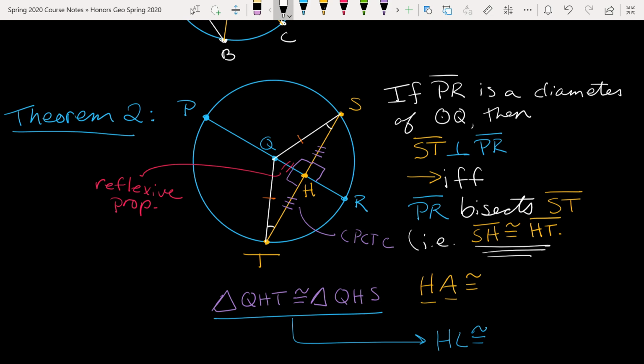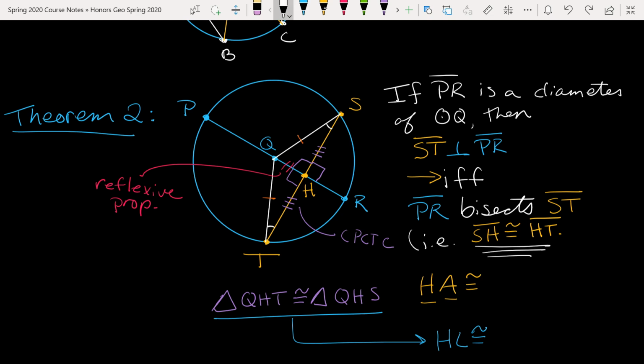Proving this in the other direction, beginning with the idea that chord ST is bisected by the diameter PR, and then going back to prove that these must be right triangles, is an incredibly similar proof, because we have to prove the triangles congruent again, and use CPCTC, but this time to prove that angles QHT and QHS are congruent angles. That way, knowing they're congruent and a linear pair, they must be right angles.